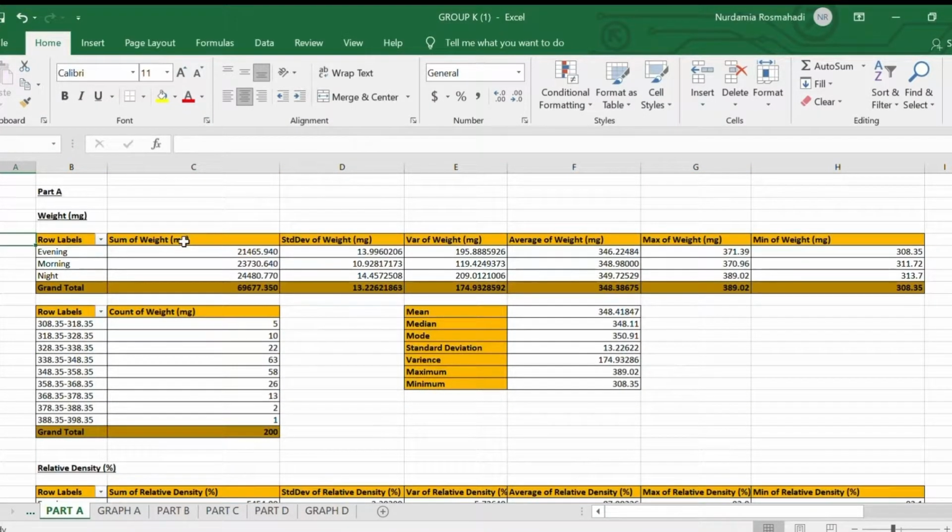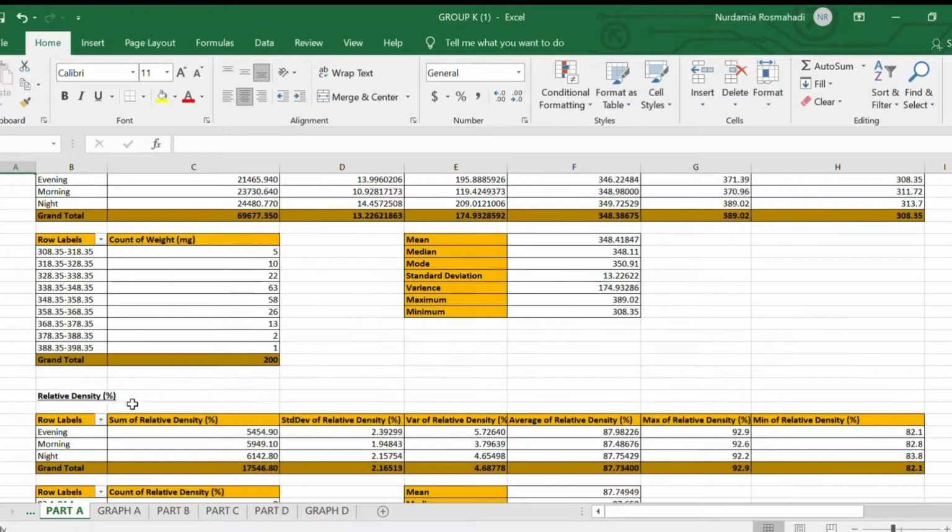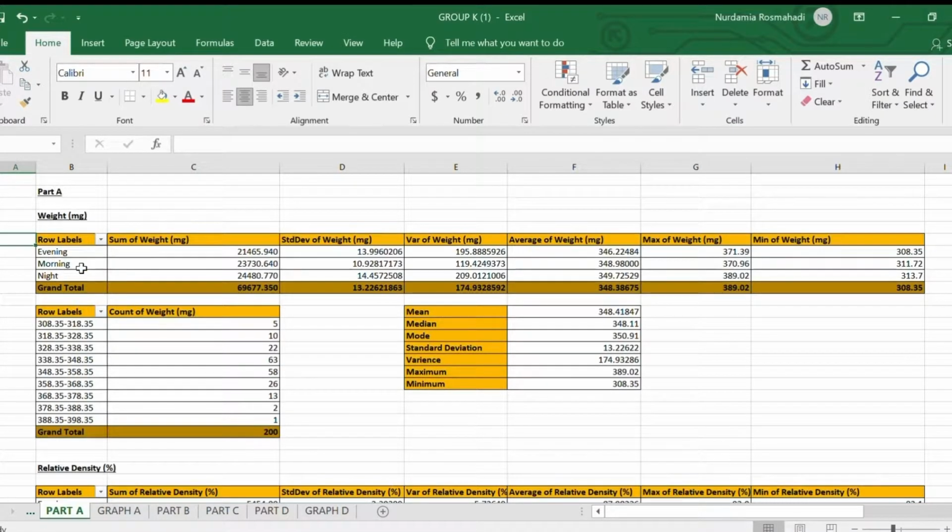We have divided the data into 3 parts, which are weight, relative density, and tensile strength. So I will show how we summarize the data for each part. Firstly, for numerical form, we use pivot table to summarize all the data, which consists of 3 shifts, evening, morning, and night, sum of weight, standard deviation of weight, variance of weight, average of weight, maximum of weight, and minimum of weight.